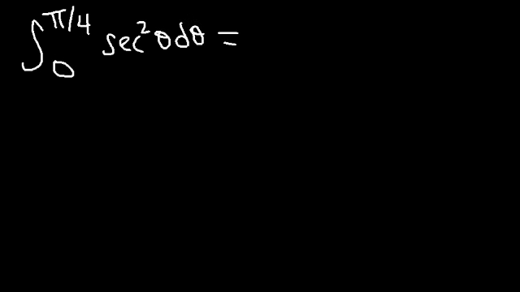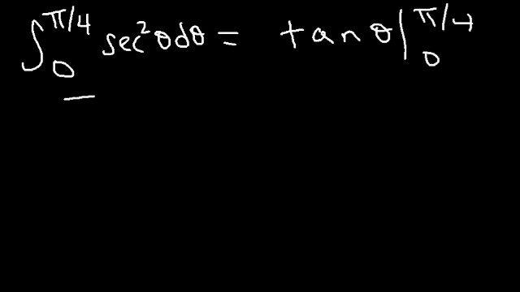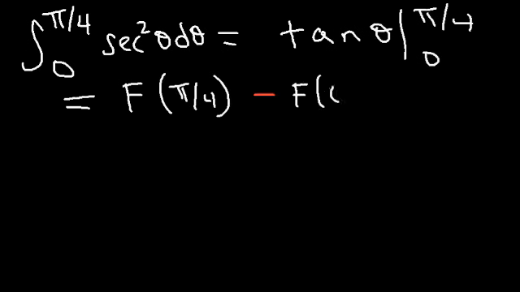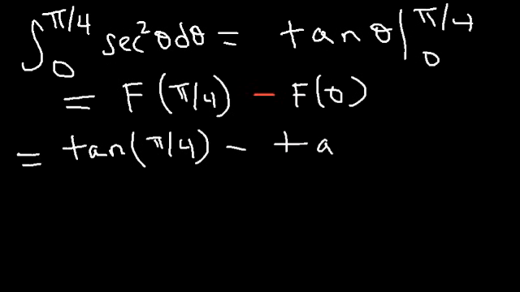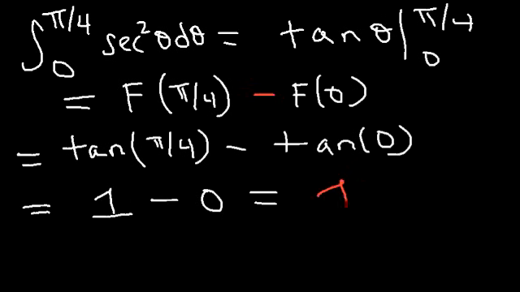Try this one. What is the antiderivative of secant squared from 0 to pi over 4? The derivative of what trig function is secant squared? The derivative of tangent is secant squared, so the antiderivative of secant squared is tangent. So this is going to be equal to f of pi over 4 minus f of 0. So this is tangent pi over 4 minus tangent 0. Tangent pi over 4, or tangent 45 degrees, is equal to 1. Tangent 0 is 0, so the final answer is 1.